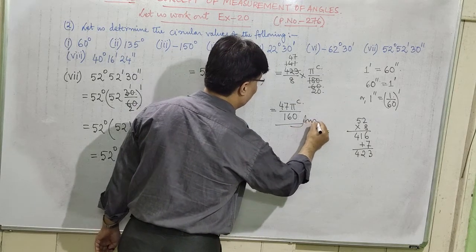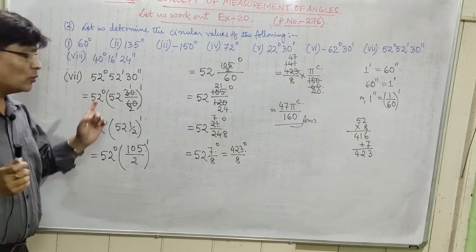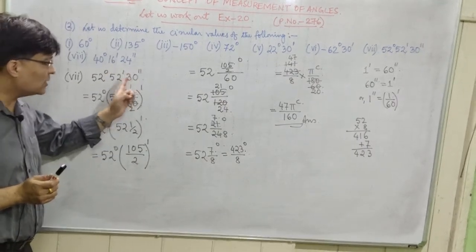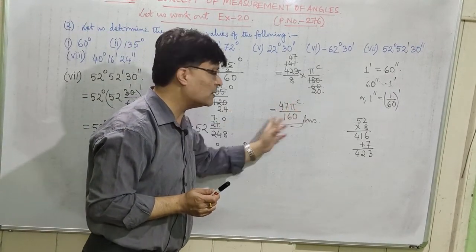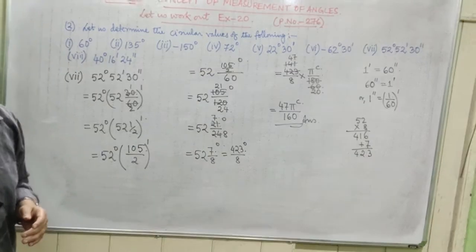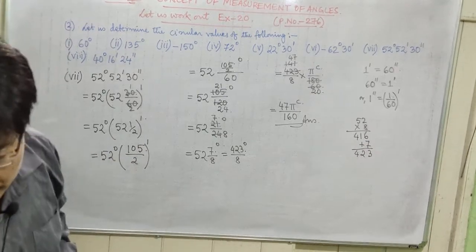So this is the final answer. I think you have understood it. What is 52 degree, 52 minutes, 30 seconds in terms of radian? It is 47 pi radian divided by 160. So that is the final answer. I think you have understood it. So you can copy it. Now we'll do the next question.